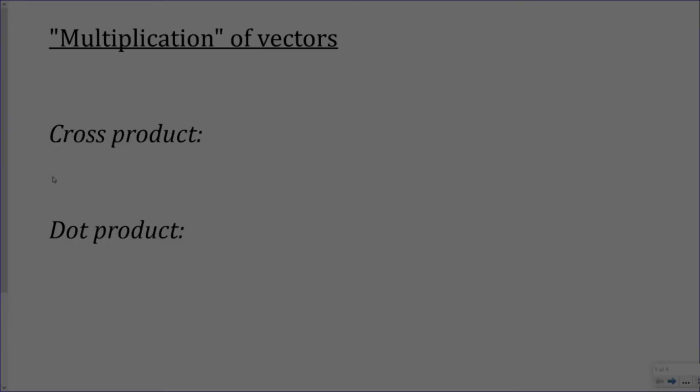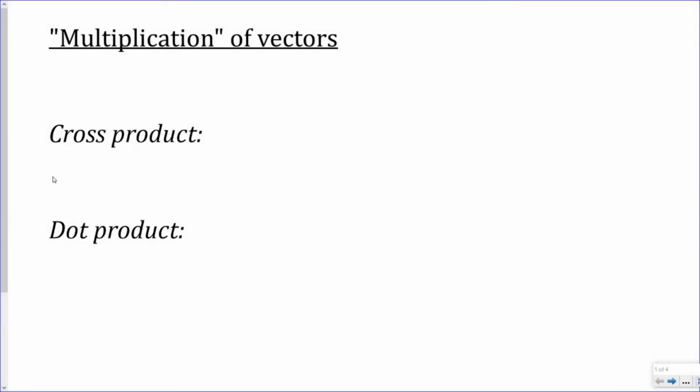Welcome to today's video. We're going to talk about two different things in this video. We're going to first talk about multiplication of vectors, so what the difference is between cross product and dot product. You can see that on the screen there now. And we're also going to take a look at the idea of work.